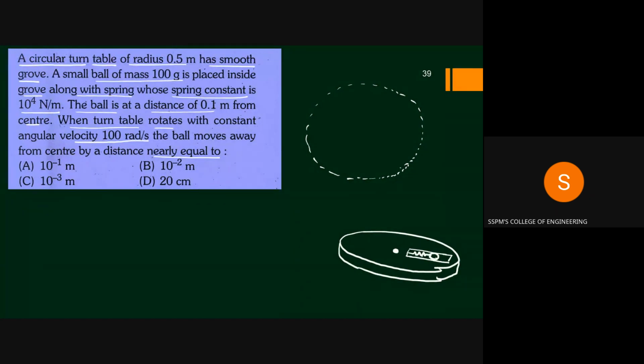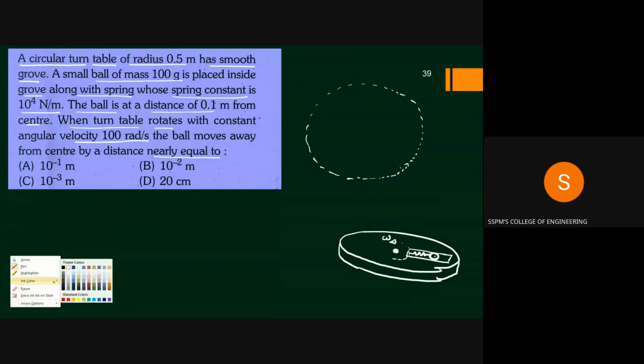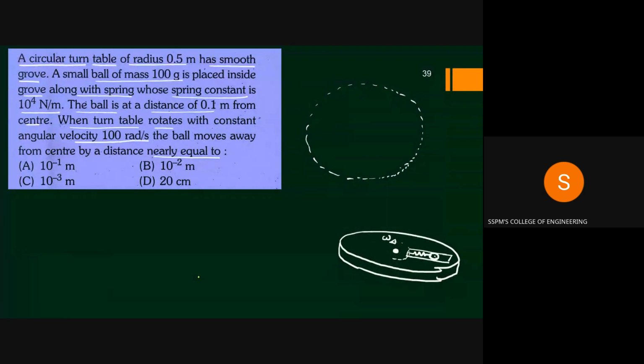This ball is connected with the help of a spring. As the turntable rotates in this direction with a certain angular speed omega, there will be a centrifugal force acting on the ball. That centrifugal force will try to push the ball in the radially outward direction. So this ball will get pushed in this direction. We want to find out the displacement of the ball, so here assume x as the displacement.